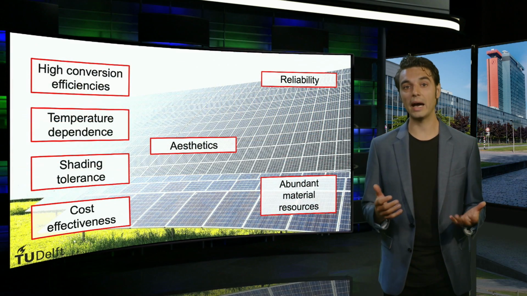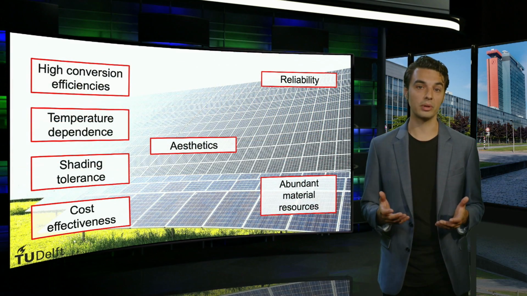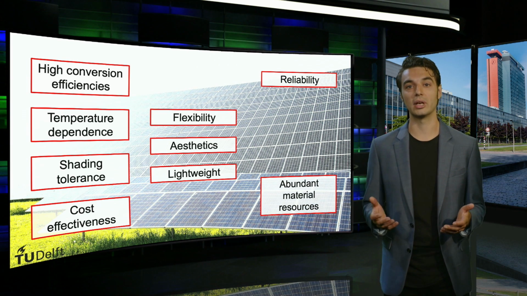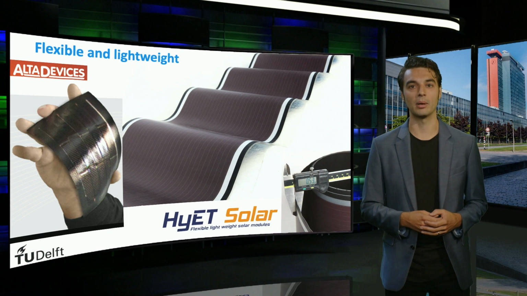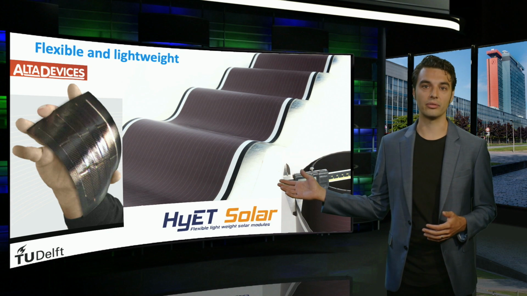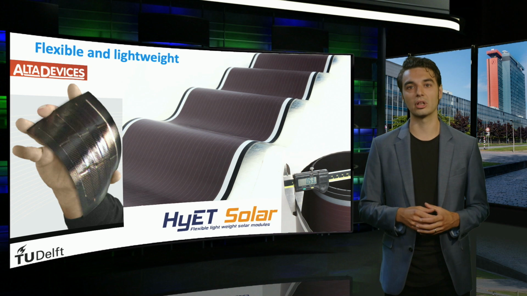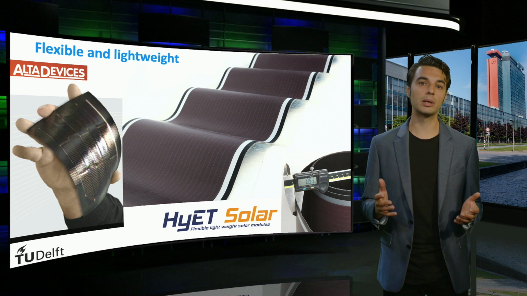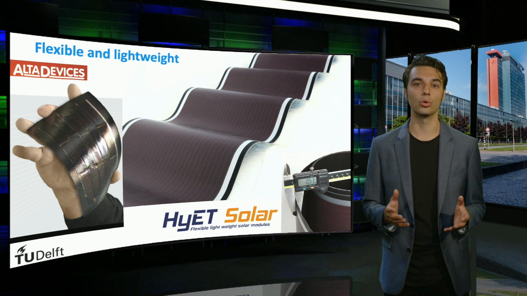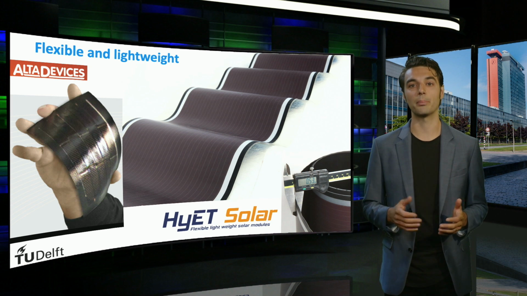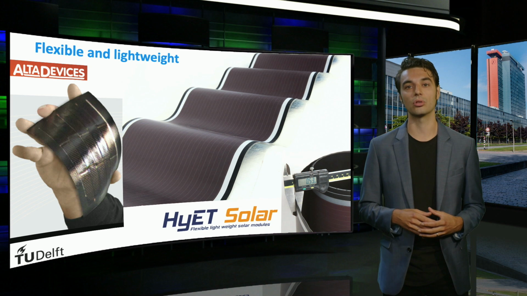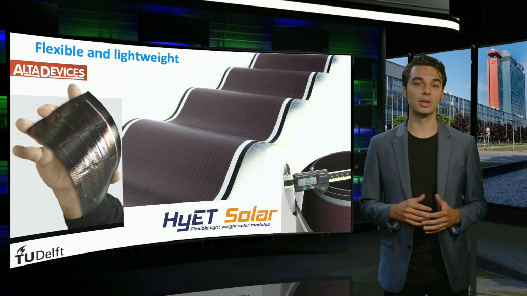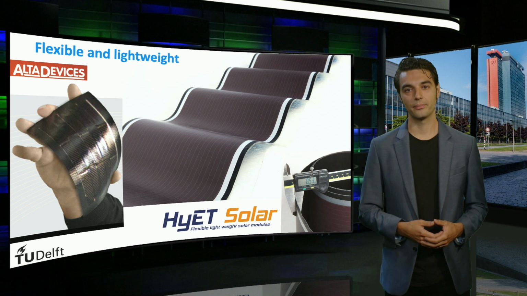Similarly, the wider implementation of PV can also be facilitated through the development of thin, flexible and lightweight PV modules. Examples are this thin cell from Alta Devices and the flexible thin film silicon power foil from Hyet Solar. These lightweight products can be installed on surfaces and roofs that do not have the load-bearing capacity to facilitate the implementation of conventional PV modules. This is the case for many older buildings and large industrial buildings.